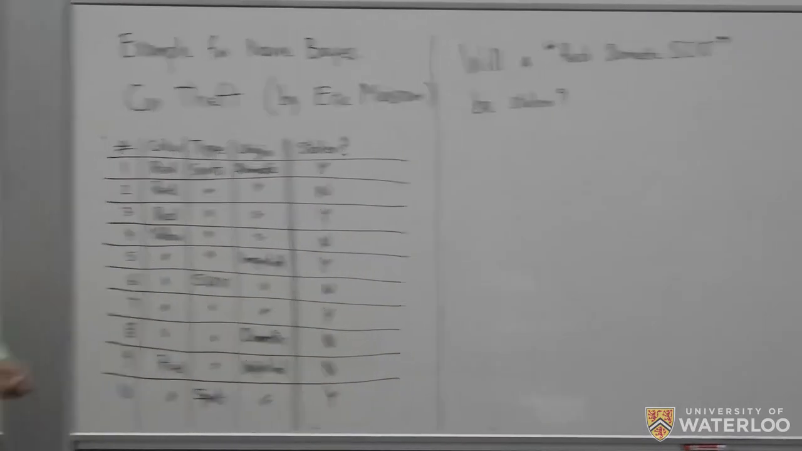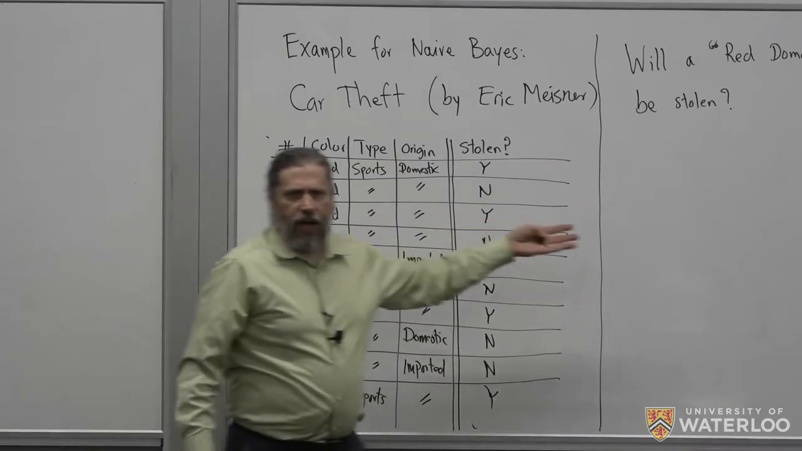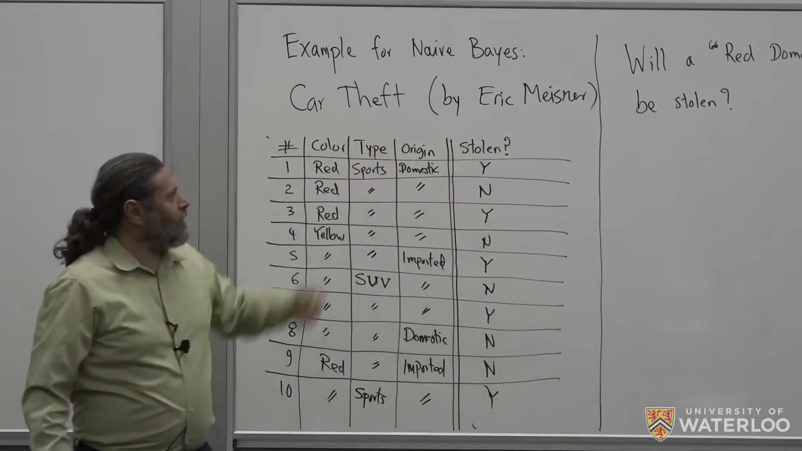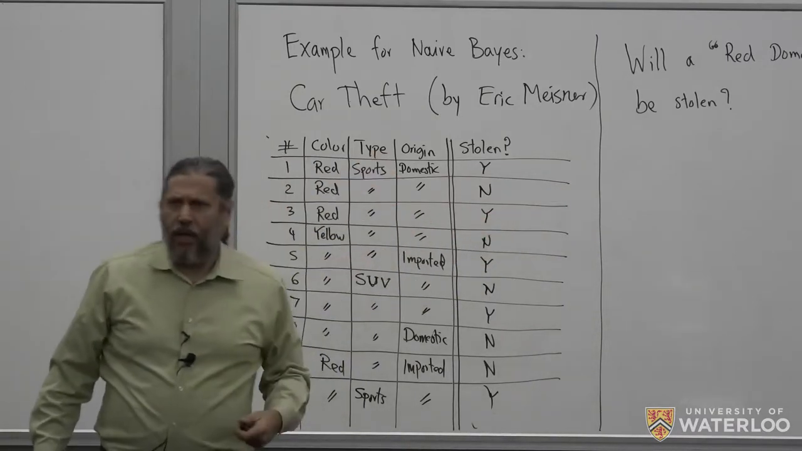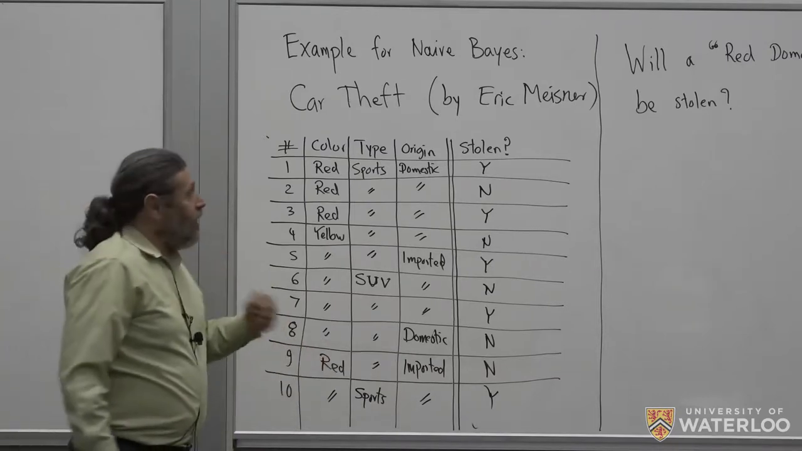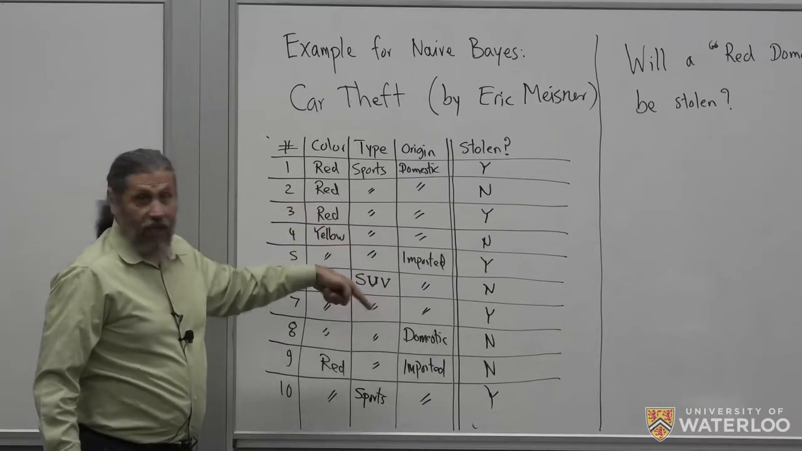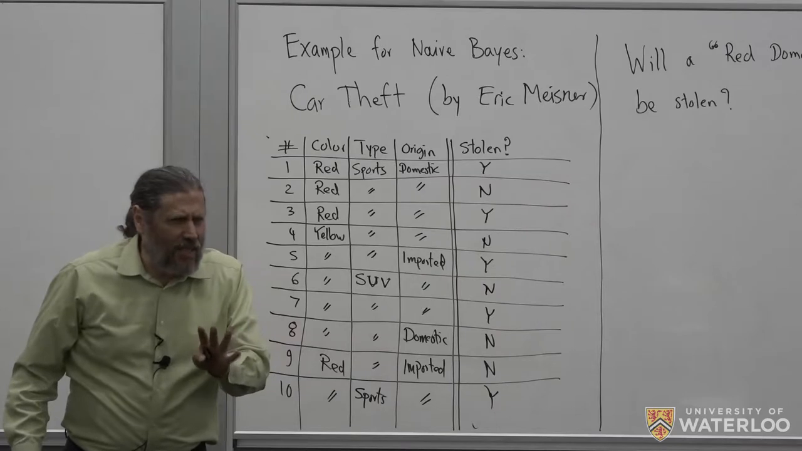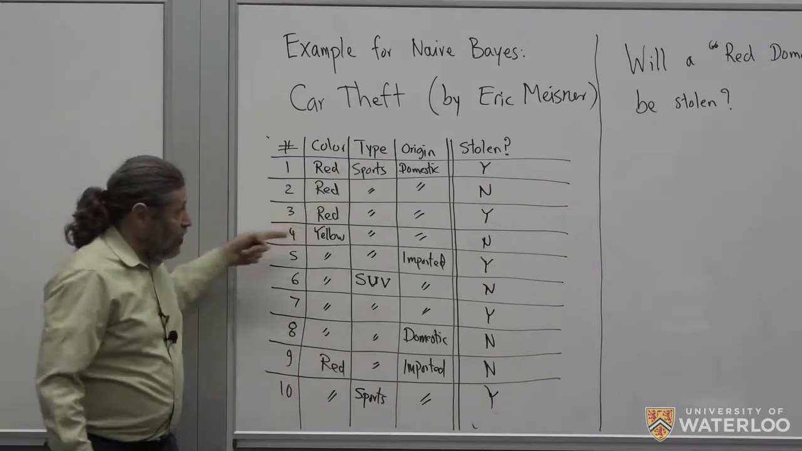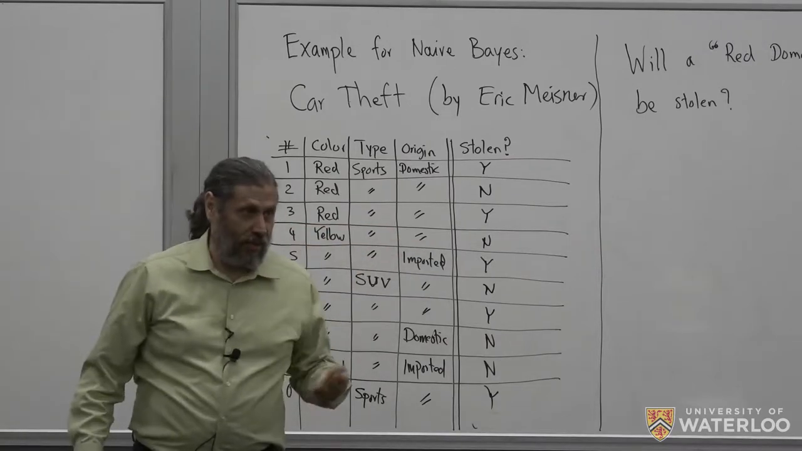So somebody comes to me and says, look, this is my experience. And my question is, I have a customer right now that I want to give a quote on insurance, and she has a red domestic SUV. Will such a car be stolen? Can you answer me? Please look that there is no red domestic SUV in the data set. If it was, it still doesn't mean it's easy, but that would make things a lot easier. So there is no such instance here. You have never had a red domestic SUV.